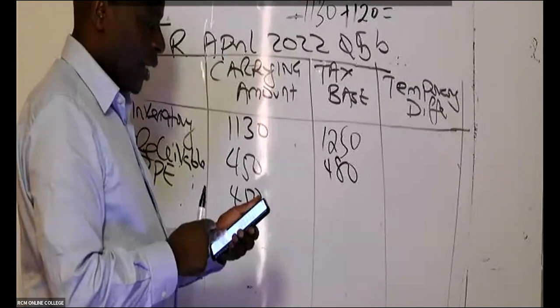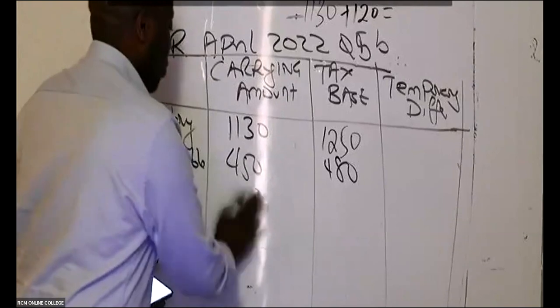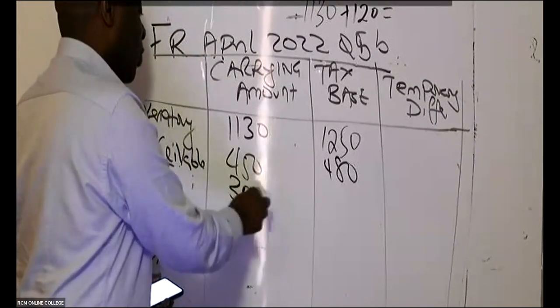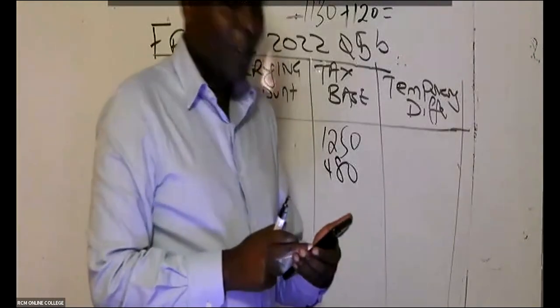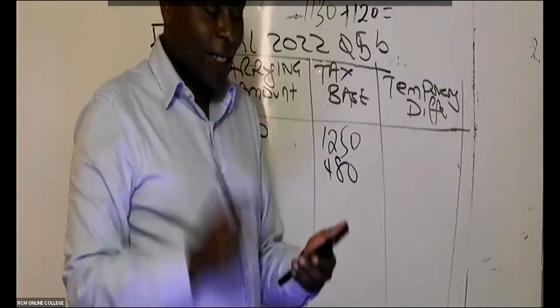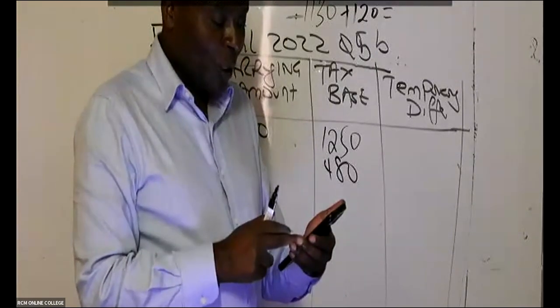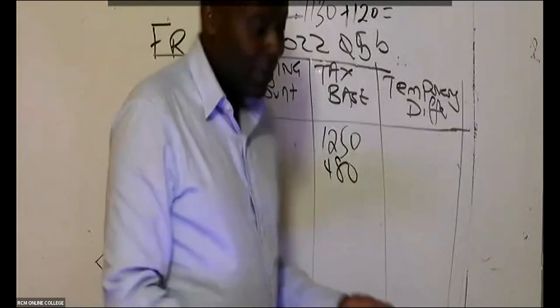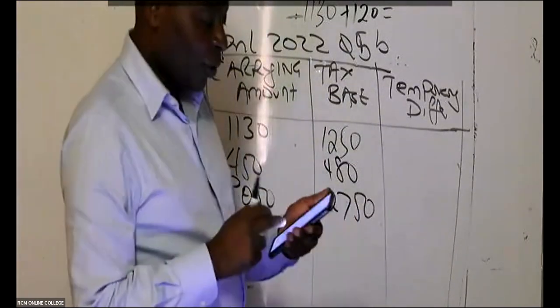No. Where did you get the 450 from, my friend? It's 3050. So you are saying that the examiner is good and you want to confuse yourself. 3050. And a tax base of 2750. He has even given me the tax base, imagine. 2750.